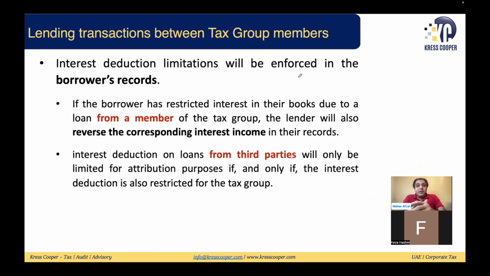If the borrower has restricted interest in their books due to a loan from a member of the tax group, A to B, the lender will also reverse the corresponding interest income in their record. The 30 will be reversed by the lender as well. Interest deduction on a loan from a third party will only be a limitation. It will not have any impact, but we need to consider the group restriction as well. If the group is not claiming a certain portion, then we need to restrict. The same restriction will be applicable on the individual member as well.